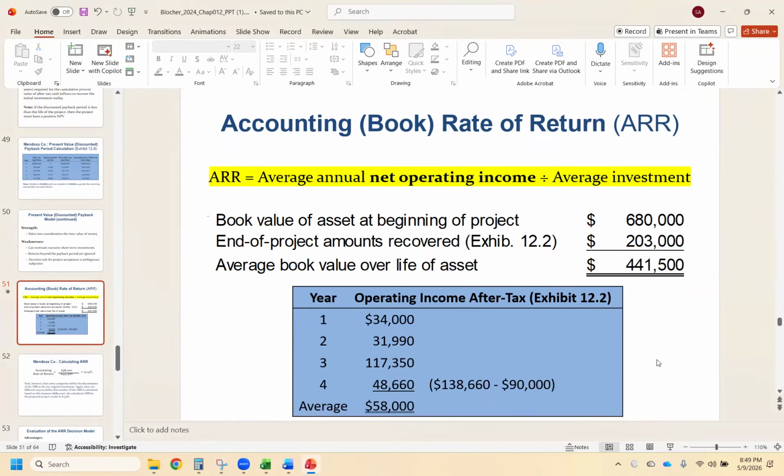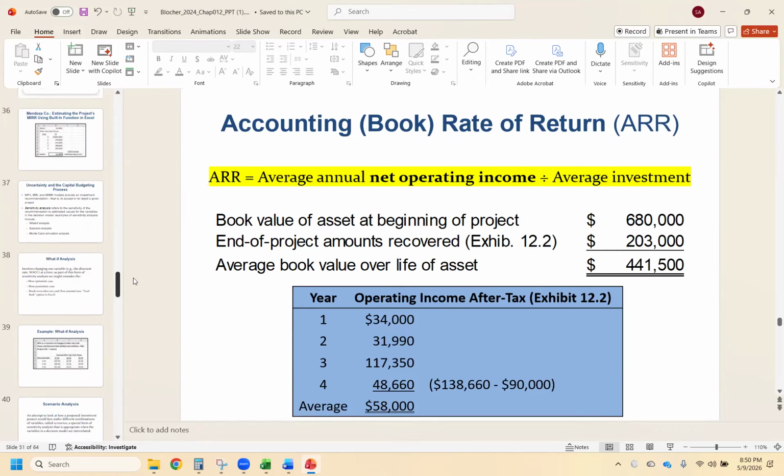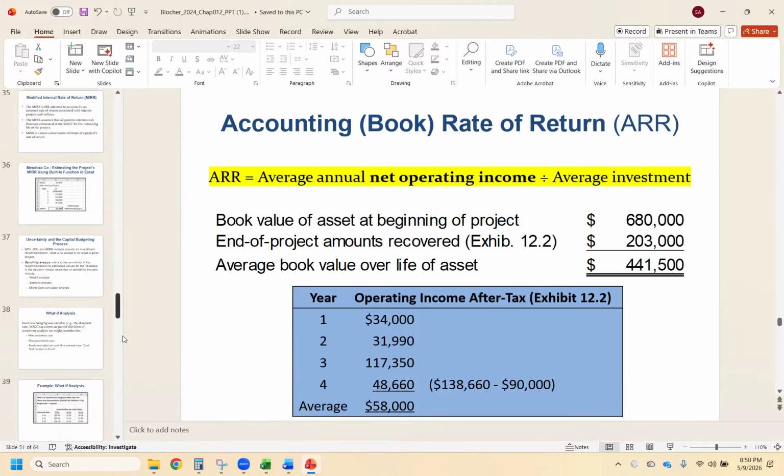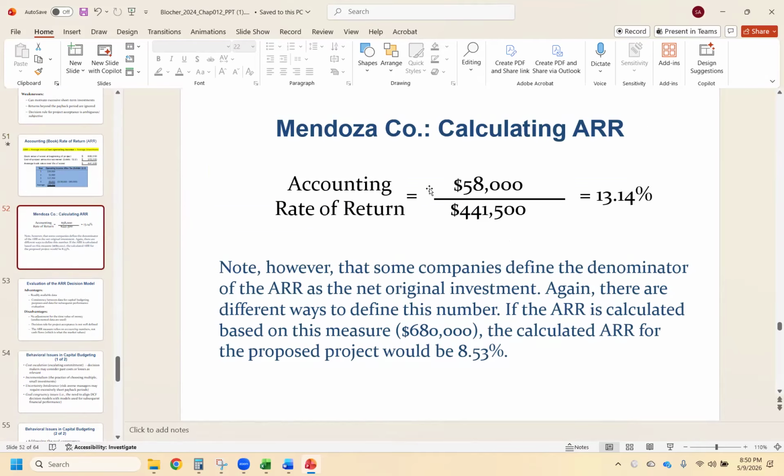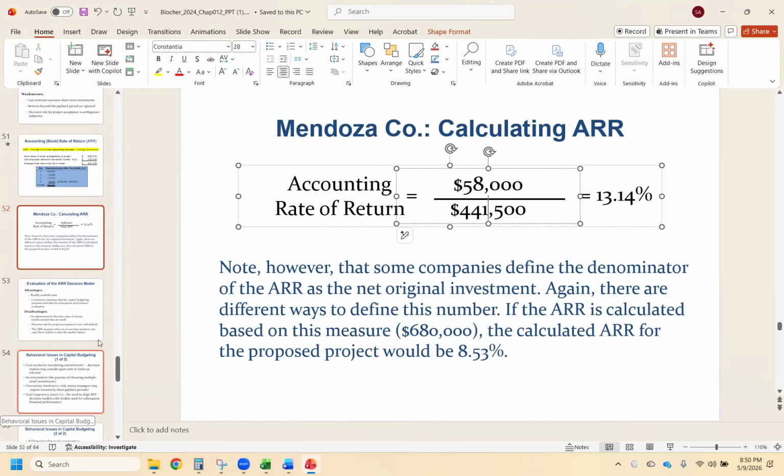Well, I don't want to look it up, but then they've got the income after tax for each year. Then they went back and calculated the net income, and that came from that project that we were doing earlier last class, and got their average operating income. And they took that average net income, divided it by the amount of the investment, and got 13.14%. The calculations that I'm going to have you do for ARR are going to be far more simple.